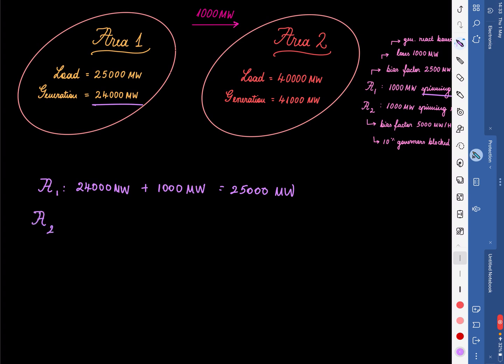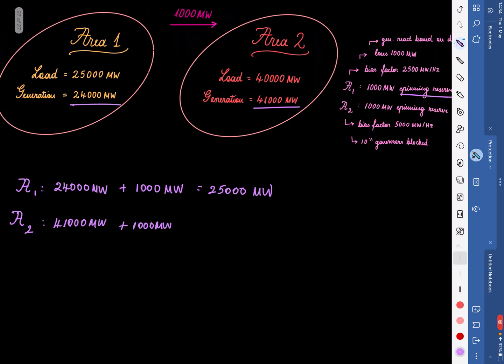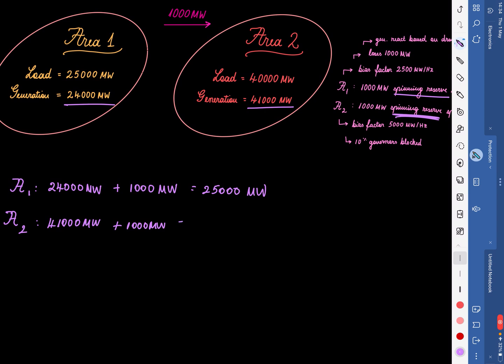Area 2, generation, so we have 41,000 megawatts, and we also have 1000 megawatts spinning reserve. So we have 42,000 megawatts available to react. What else do we know about area 2? 10% of the generators are blocked. So that's going to be 0.9 times 42,000, which is 3,780 megawatts available to respond.